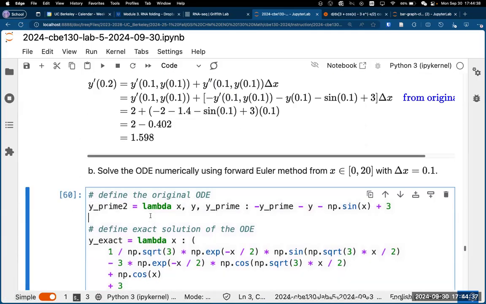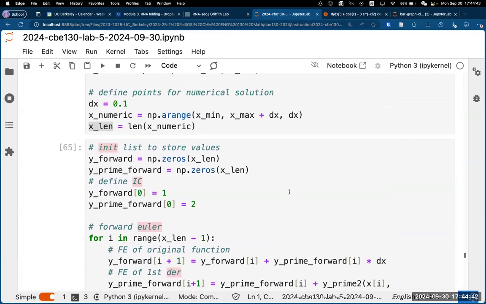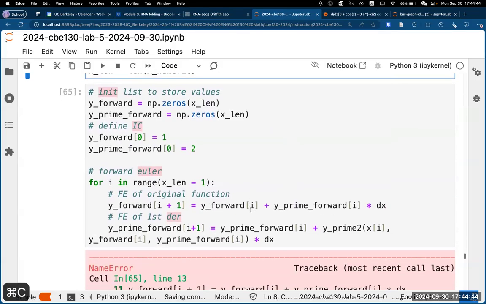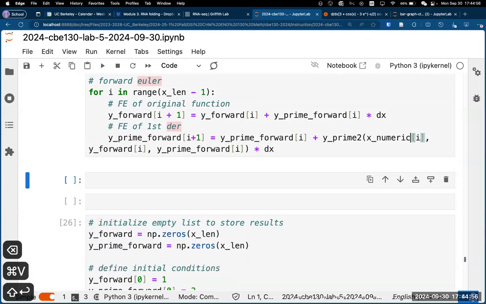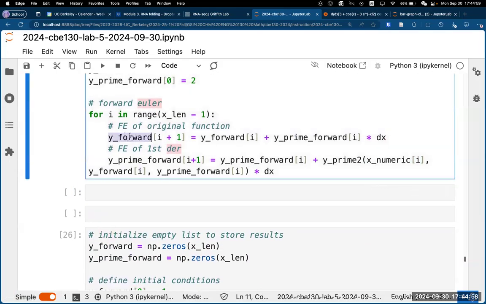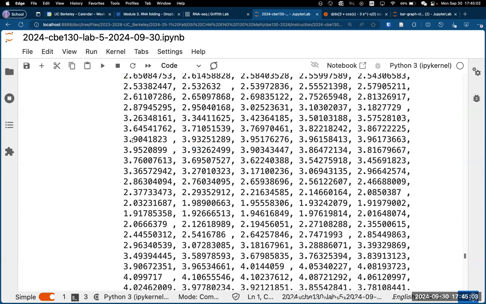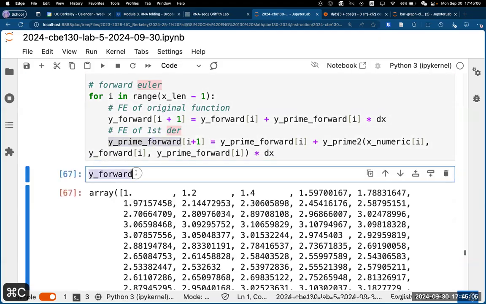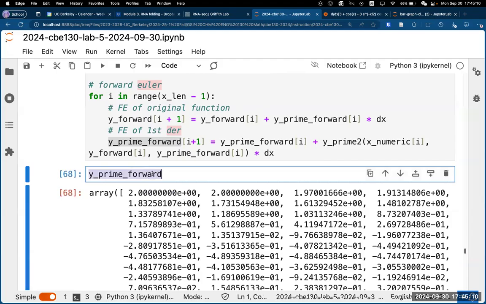Okay, then this. So it says x is not defined. So I defined here is an x numeric. So common pitfall, not using the variables consistently. Where is x? Line 13. So it's here. So I'll replace that x with x numeric. So now it's run through. So let's check. It has some value starting at 1, which is promising. And then the y prime also starting at our initial condition, which is also promising.